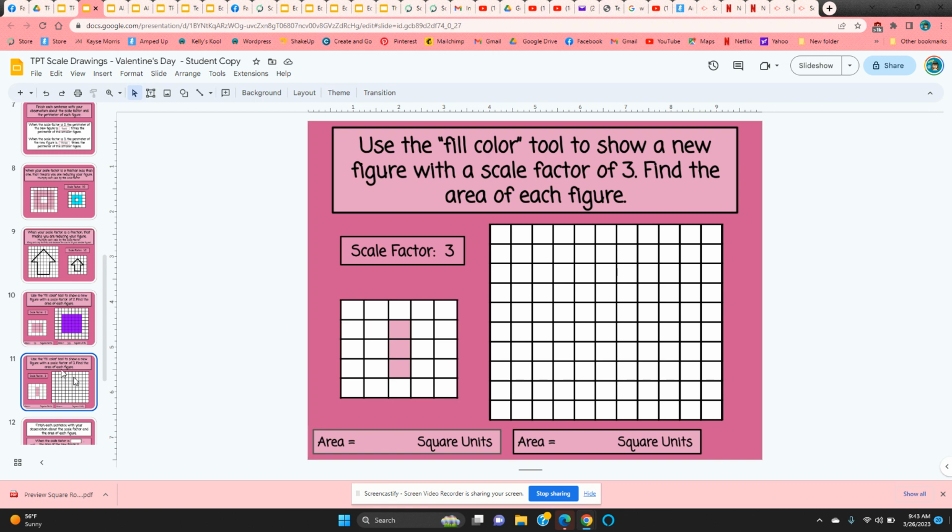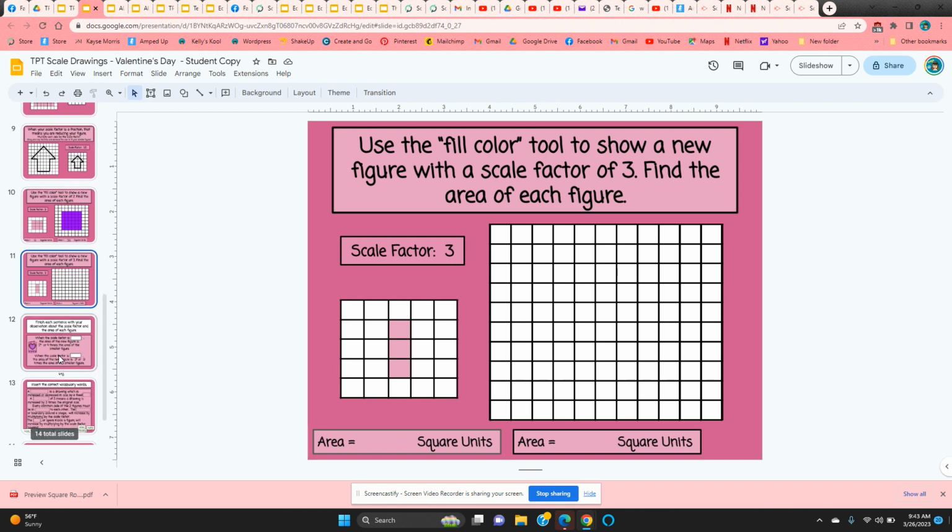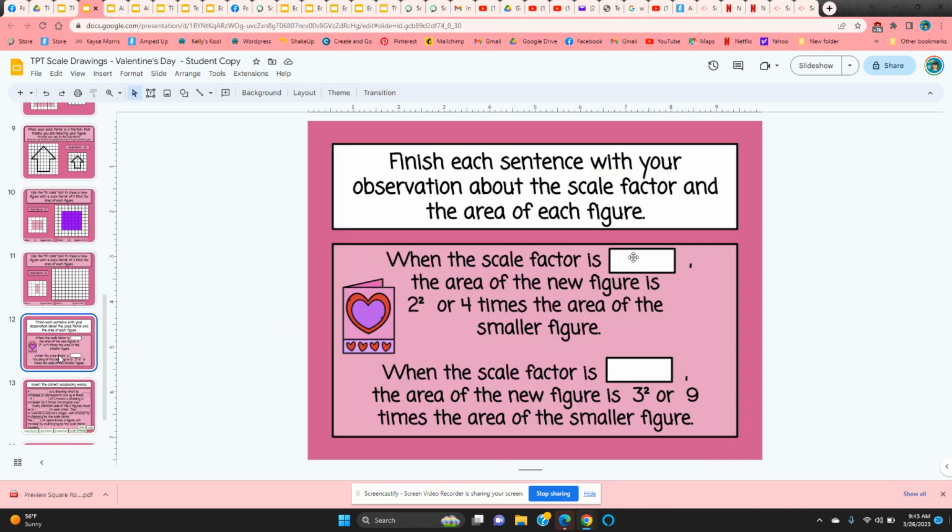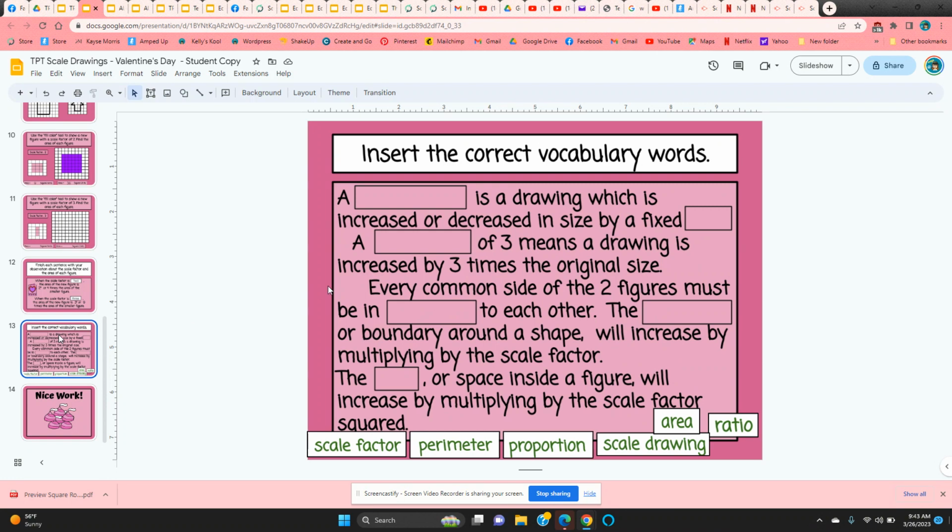They're going to do the same thing with the next one. And then a little bit of a review. Again, when the scale factor is 2, the area of the new figure will be 2 squared, or 4 times the area of the smaller figure. When the scale factor is 3, the area of the new figure is 3 squared, or 9 times the area of the smaller figure. And then they have some sentence frames.